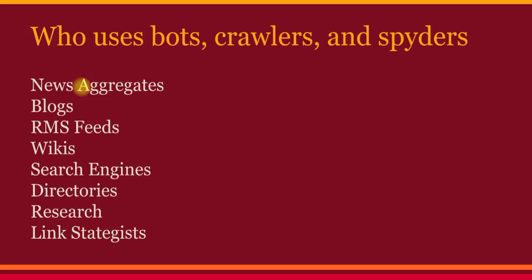Blog sites do the same thing. A lot of them use crawlers and spiders because they want to see where they can get the best links, or where they can get the best information, or where they should be sending their viewers. RSS feeds, wikis, where they're trying to find out who can share information in deep dives.